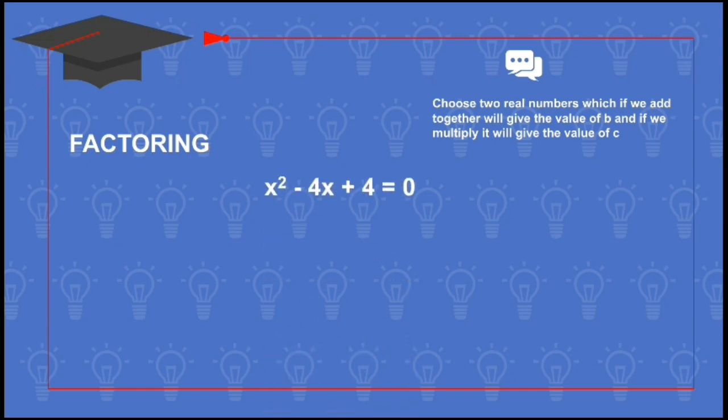When we are given the equation x squared minus 4x plus 4 equals 0, we can see that the value of b is minus 4 and c is 4. So we choose minus 2, because when we add minus 2 and minus 2, we get minus 4, the value of b. And if we multiply minus 2 with minus 2, we get 4, the value of c. Then solve the zeros, and the result is positive 2 and positive 2.